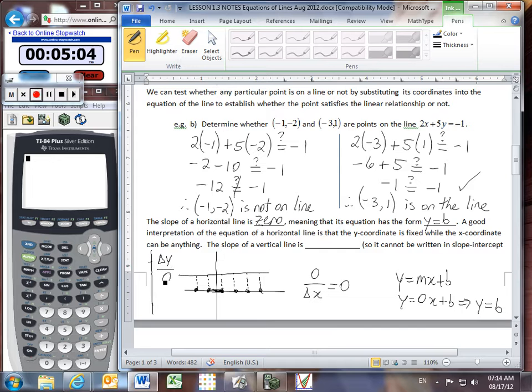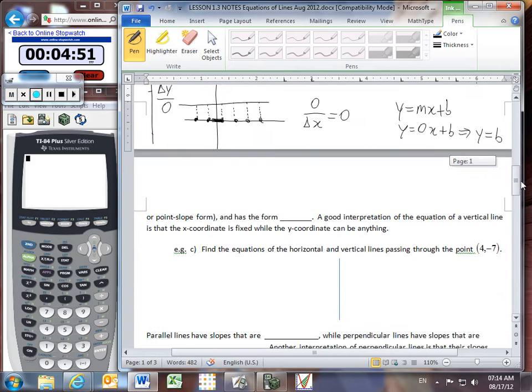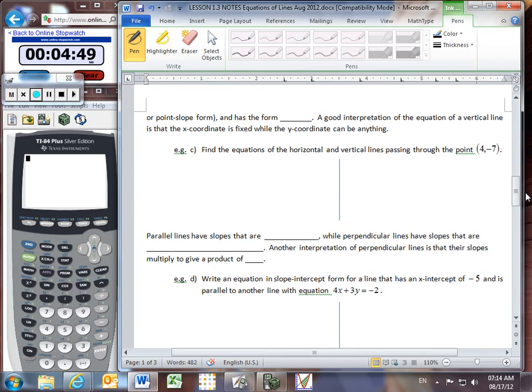We're not allowed to divide by 0. That creates an undefined value. And because the slope is undefined, this means that it cannot be written in slope-intercept form or in point-slope form, because both of those forms require the m.